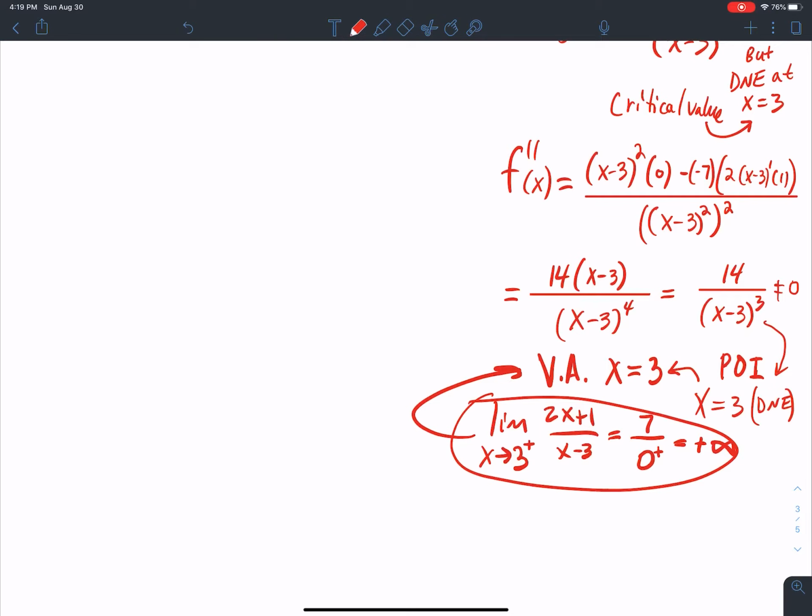Okay, so it's a left-handed or right-handed limit for that one.